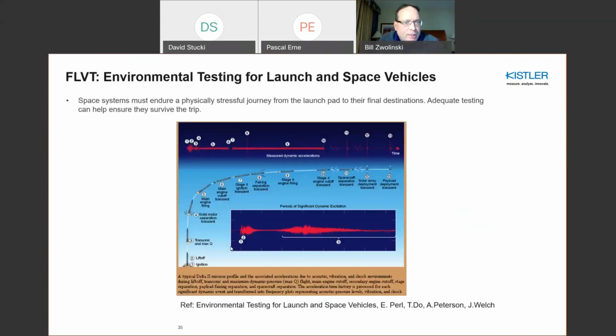Just to go to force limiting quickly, and I see I've got about 20 minutes left. Just to point out, the life of a payload going into space is actually quite dynamic in terms of liftoff and launch, and finally flight and deployment into space, as illustrated by this one picture. You can see here fairly high level vibration at the initial part of the launch sequence.